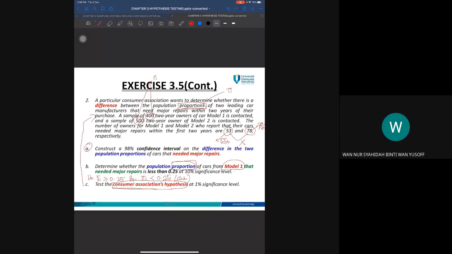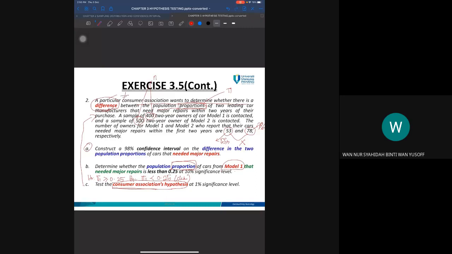What does the consumer association say? The consumer association wants to determine whether there is a difference between the population proportions of the two leading car manufacturers that need major repair. So how is the hypothesis? First, do we have pi note here? Population pi? No, so pi note equals 0. So different, it is not equal, so we get the sign.